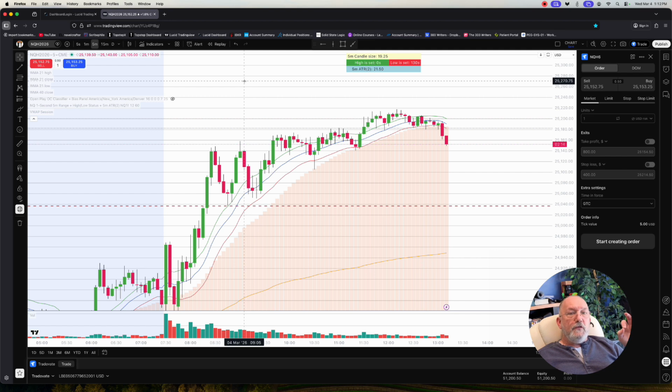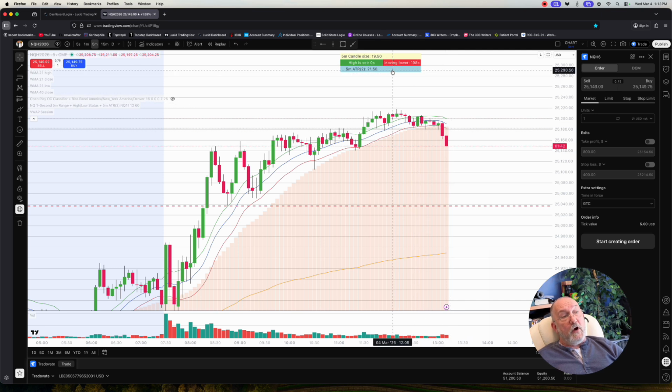What I use the 2 ATR for is primarily at the open when I'm playing my open play strategy. It gives me a level for a potential profit target. Now, there aren't any specific hard rules. I may set a profit target based on the 2 ATR. In this case, if I were to get into this trade, I would set my profit target at 21.5 points below my entry price.